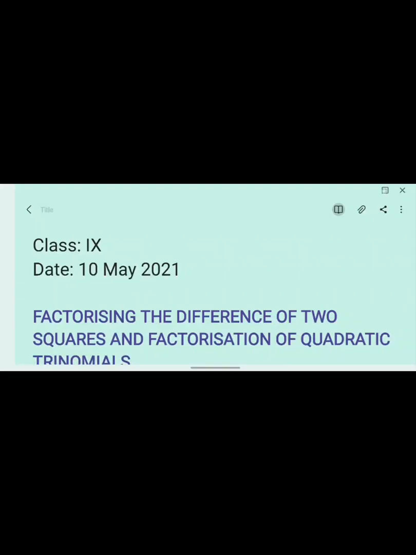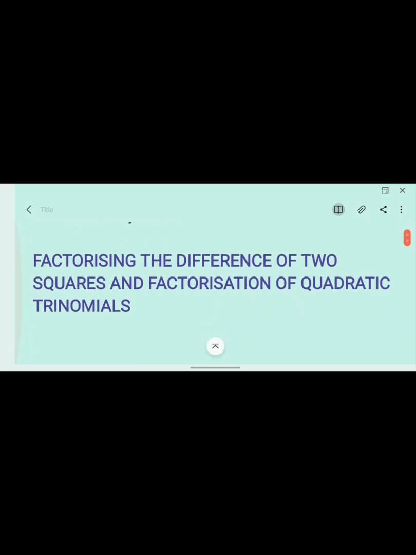Good morning, children. Today we are going to continue with the same topic, that is factorization of the polynomial. And the next topic is factorizing the difference of two squares and factorization of quadratic trinomials. So let's start the topic today.